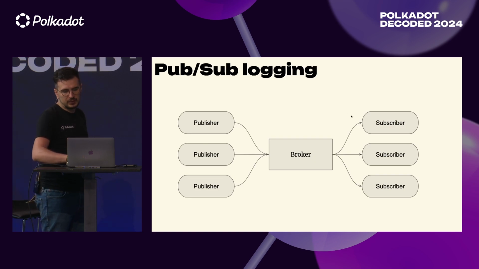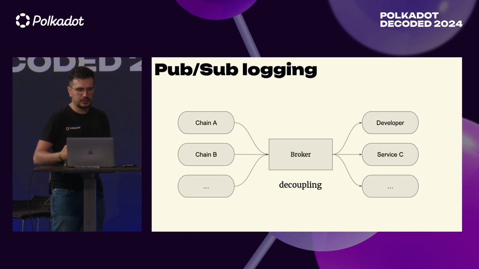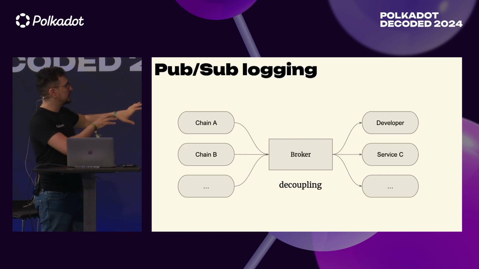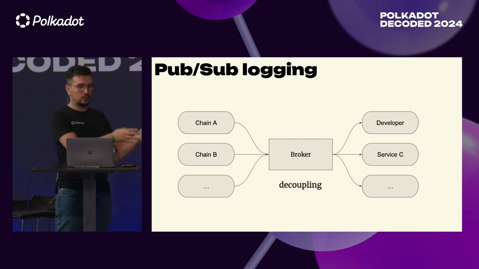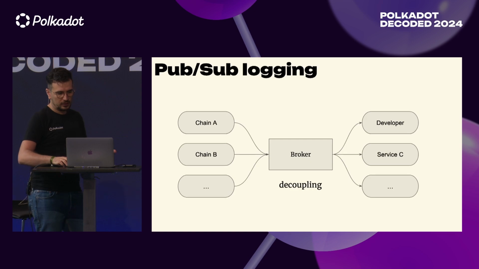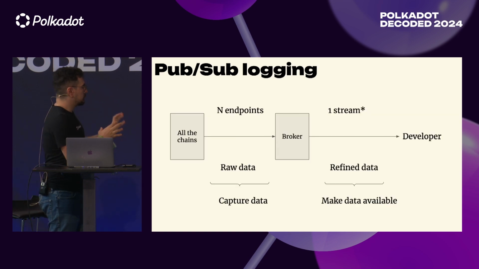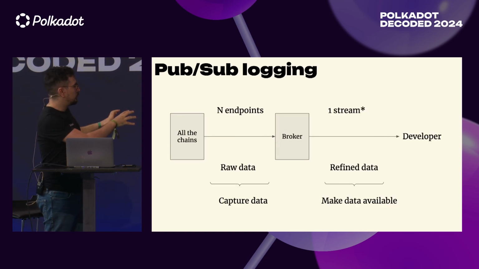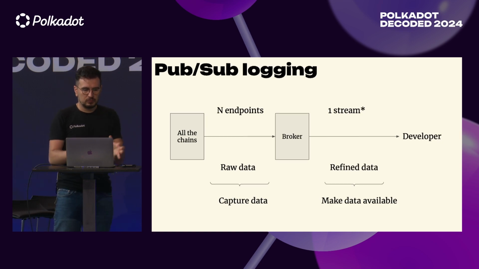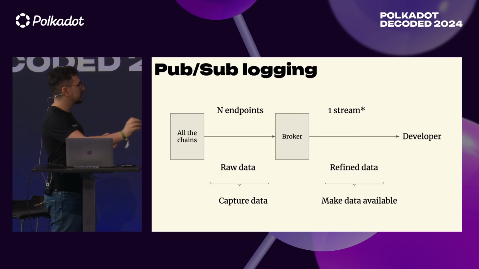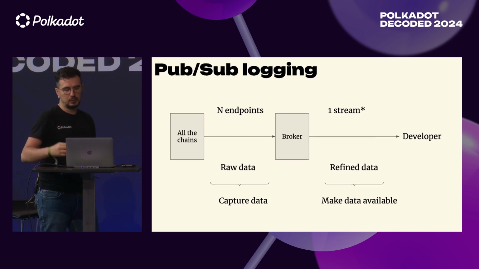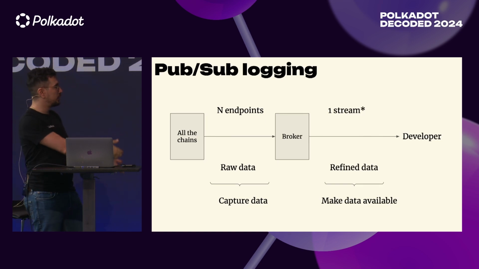Multiple subscribers can listen to the same publisher, and to make it a bit more relatable in our ecosystem, you can think of it as chains pushing data into the broker, and developers and services having access to it. That way you decouple the decoding of the block from the capturing of the blocks, right? In other terms, we will have all the chains with n endpoints that have the raw data. The system around the broker would capture the data, and then we have one single stream of decoded, refined data that people can have access to and build their queries on top.